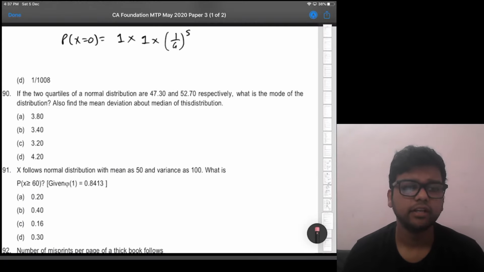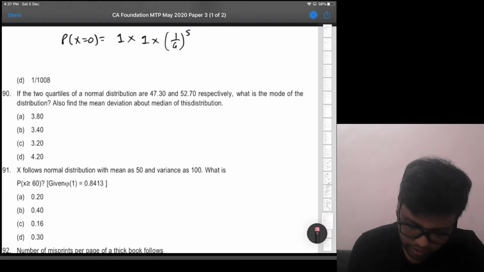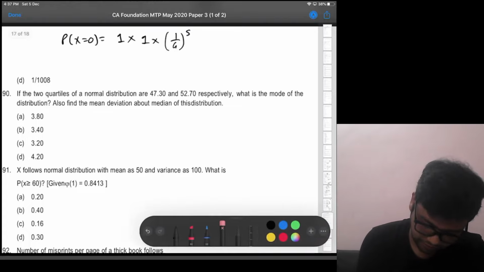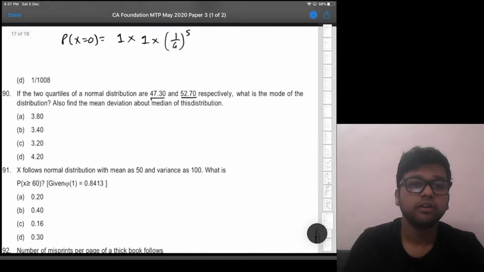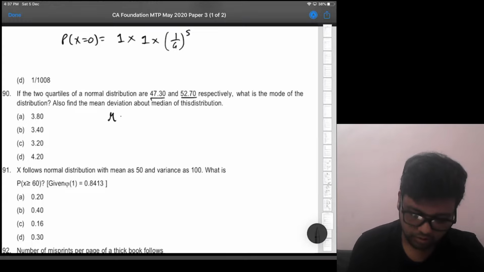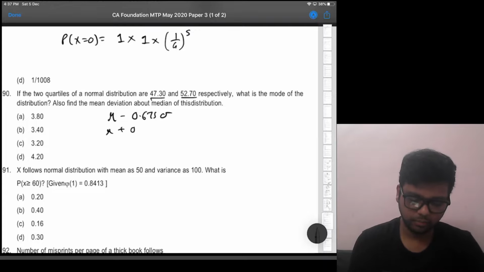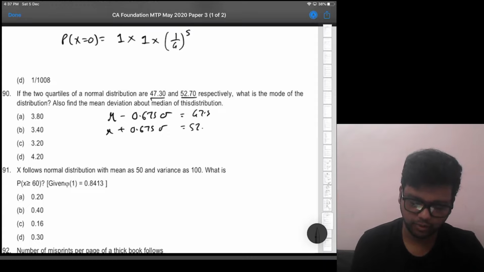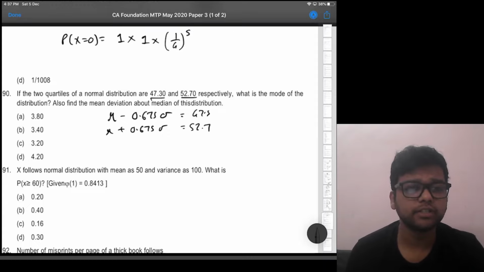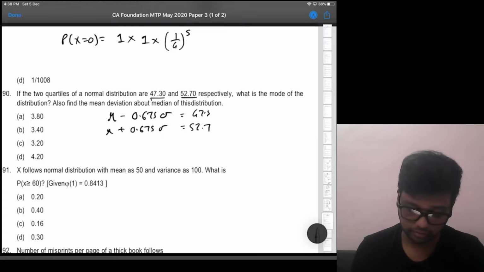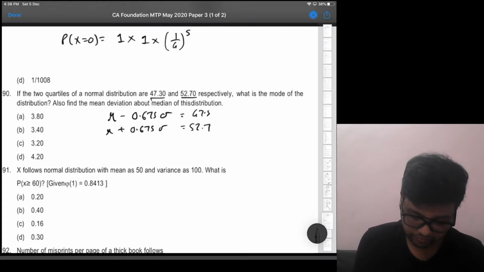Next is question 90. If the two quartiles of a normal distribution are 47.3 and 52.7 respectively, we know that the two quartiles are mu minus 0.675 sigma and mu plus 0.675 sigma. That is given as 47.3 and 52.7. Then what is the mode of the distribution? Also find the mean deviation about the median. They're asking two questions, but they have given only one option because they have just taken this from a solved example of the module. So let's see which one is in the options.